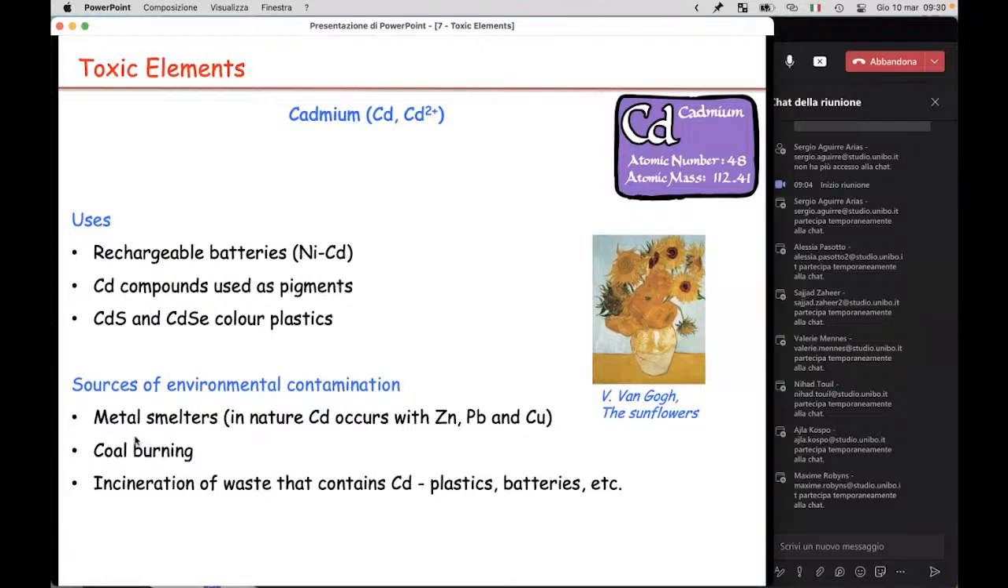Coal burning is a source of cadmium. Cadmium is an important impurity of coal. So when you burn it to produce energy and heat and so on, of course, some amount of cadmium will go into the atmosphere if we don't have sufficient purification systems for exhaust fumes. And for the same reason, the incineration of waste containing cadmium will produce cadmium air pollution. We have seen that it is used for plastics, so if we burn plastics, we also let cadmium go into the environment.